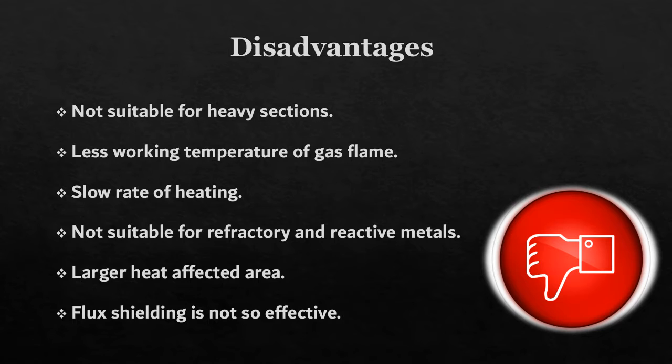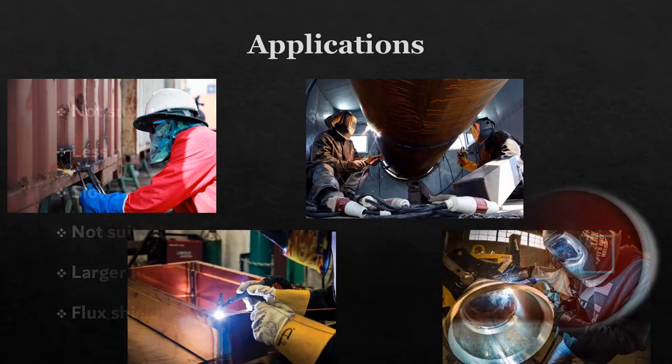There are also disadvantages of oxyfuel gas welding. The first one is that it is not suitable for heavy sections, less working temperature of gas flame, slow rate of heating, not suitable for refractory and reactive metals, larger heat affected area, and the last is that flux shielding is not so effective.